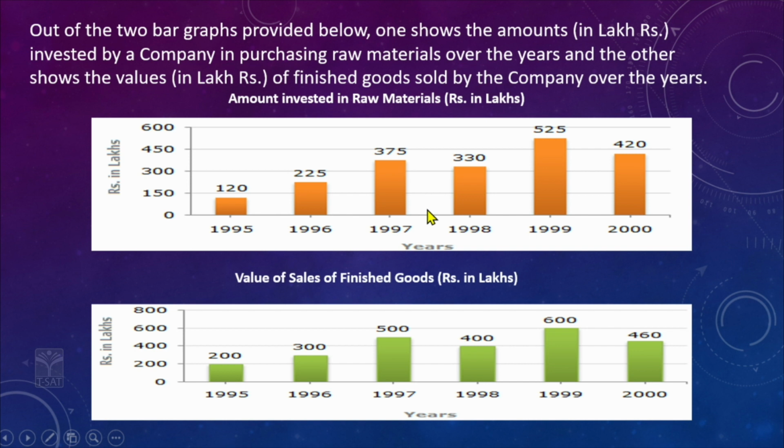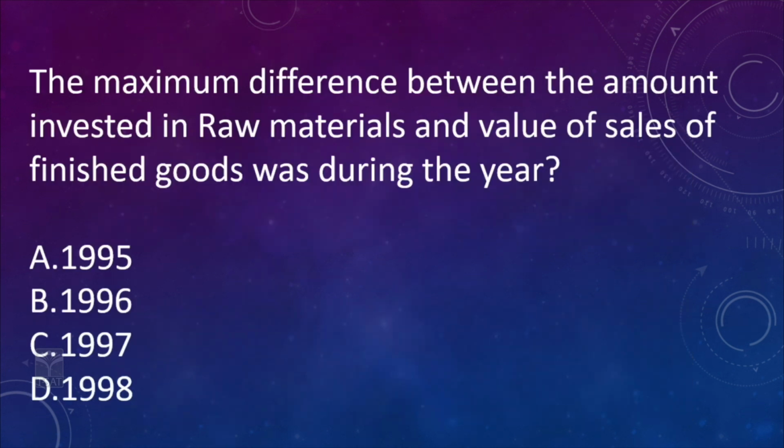So, 2 bar graphs are given here. By observing and comparing these 2 bar graphs, we have to answer the given questions. Now, we will discuss it one by one. See, the question is given. The maximum difference between the amount invested in raw materials and value of sales of finished goods was during which year?